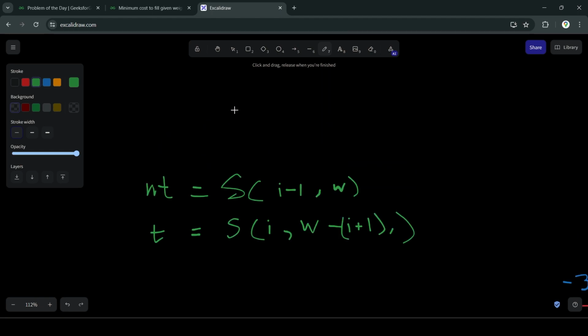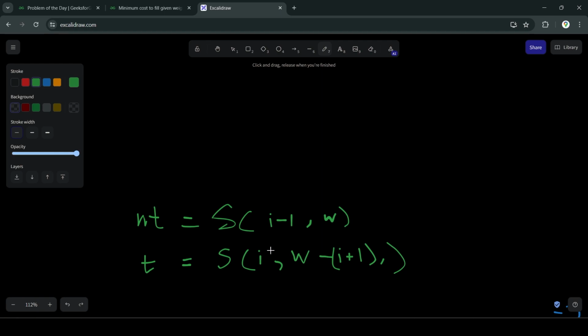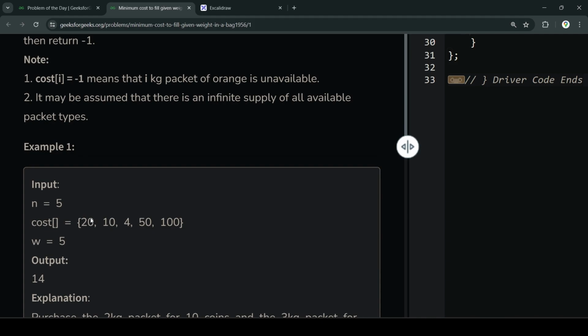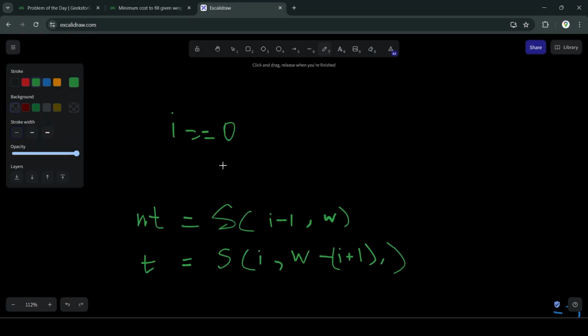And what is the base case? Basically, when i is pointing to the zeroth element, we have to make the base case. Suppose you are now pointing to the first index, and you have weight, suppose, 3, and we know that for the first index the weight is 1. So how many instances can I take from here? That is obviously 3.